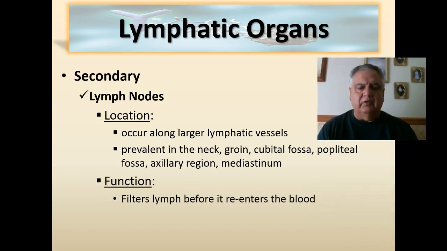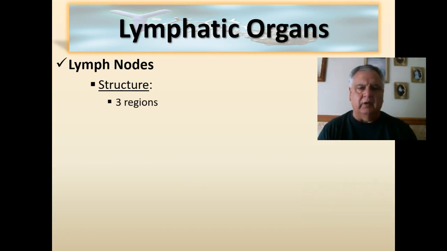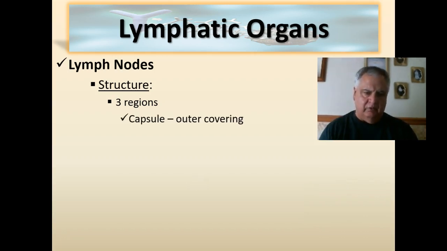The function of lymph nodes is to filter lymph before it re-enters the blood. So as the lymph is collected from the lymphatic capillaries and transferred to the lymph vessels, then in the larger lymph vessels, as the lymph passes through, it's going to pass through these lymph nodes, and it's going to be cleaned, filtered. So structurally, lymph nodes have basically three main regions, like many organs in our body do.